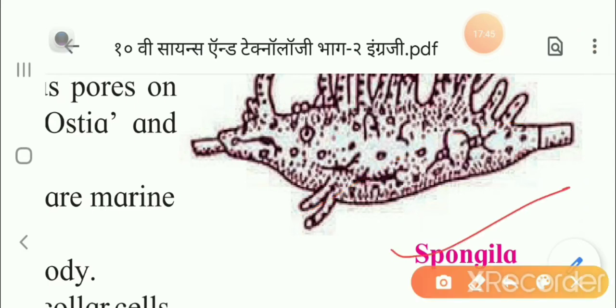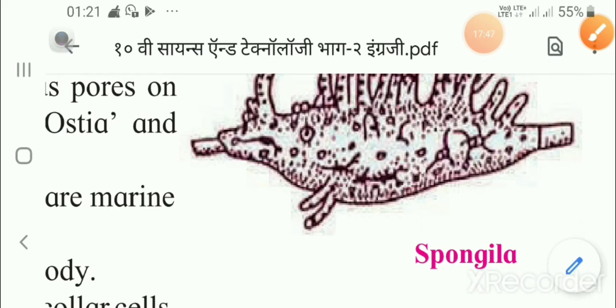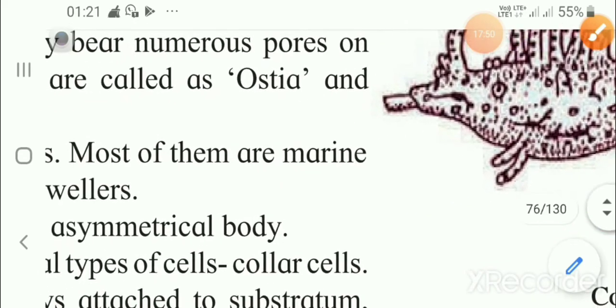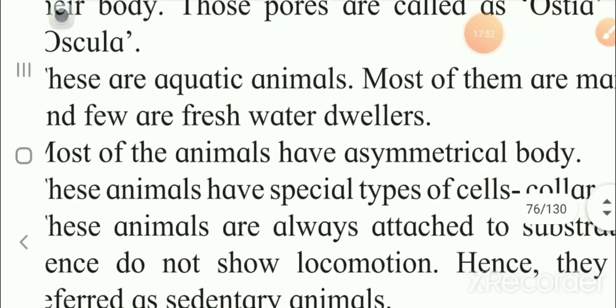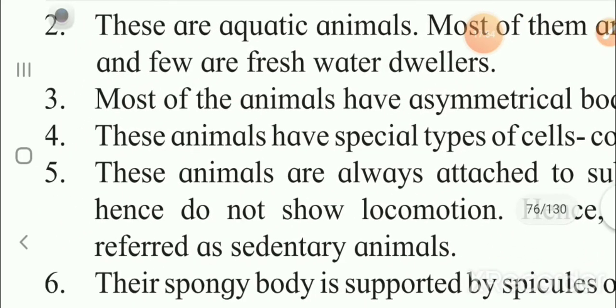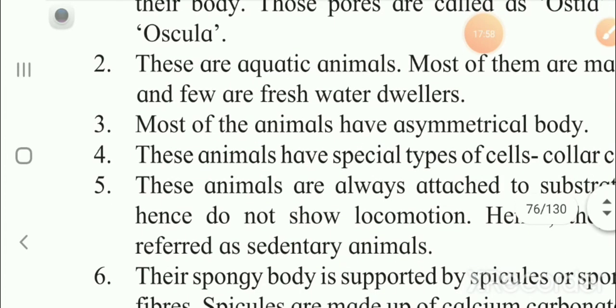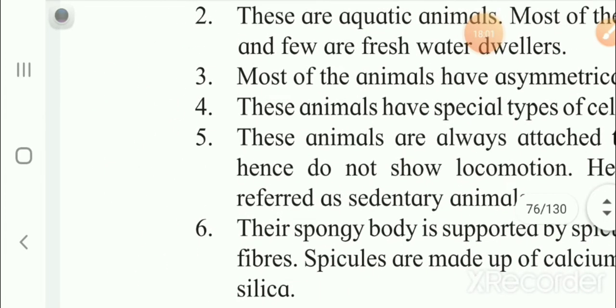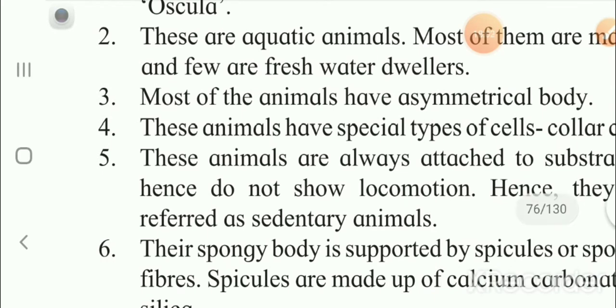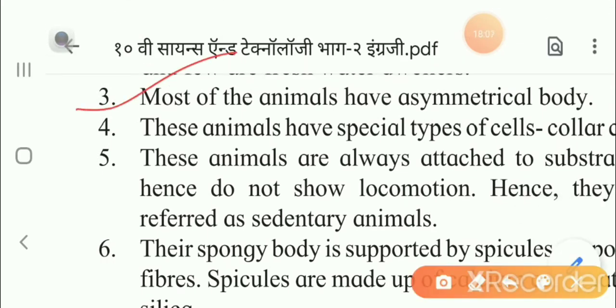So this is the example of the Porifera. And now, third point I'll tell you, children, that most of these animals have an asymmetrical body. Which type of body, children? Asymmetrical body. So most of the animals have the asymmetrical body. This is the third point.